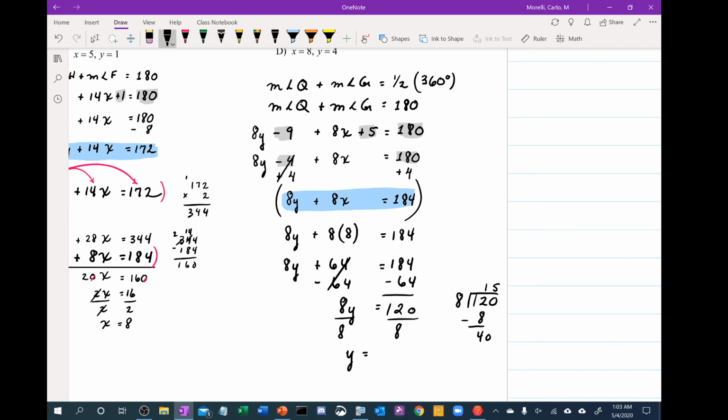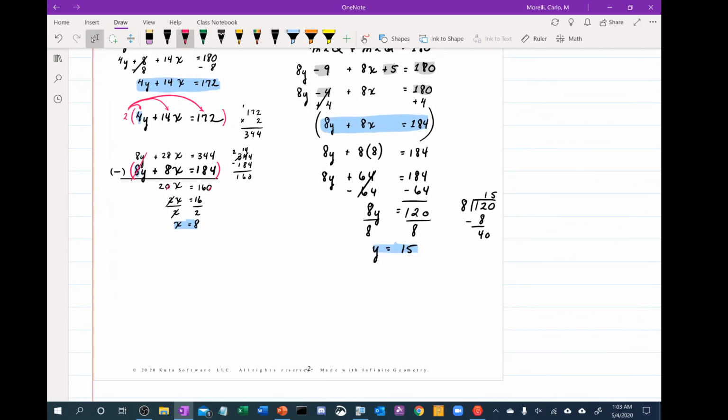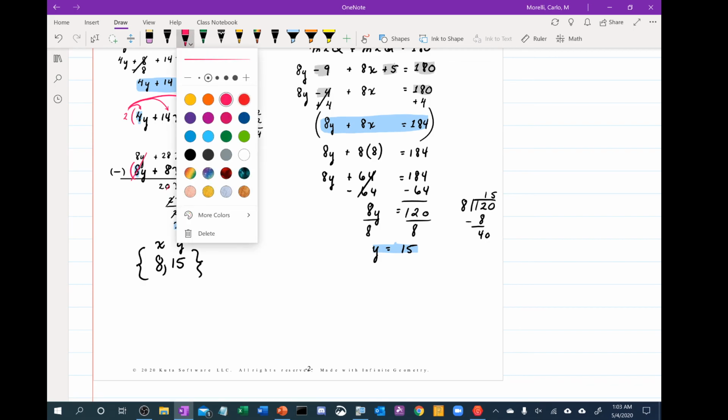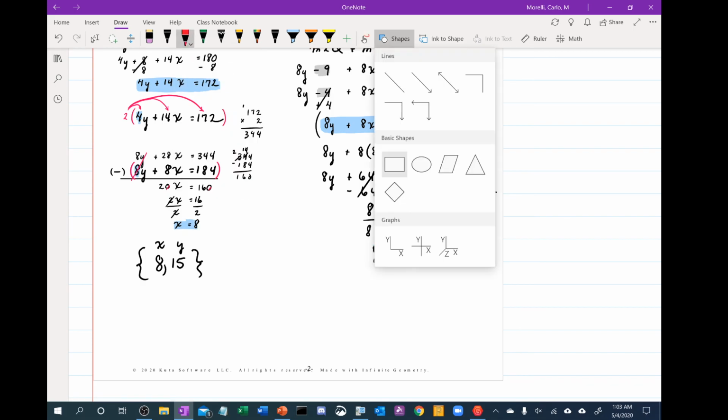y equals 15. If we're going to express our answers, these are our two answers. x equals 8 and y equals 15. So we'll write it like this: x comma y, 8 comma 15. So this is x and this is y. And we'll put that in the red box of correctness, since that is what we think the answer is.